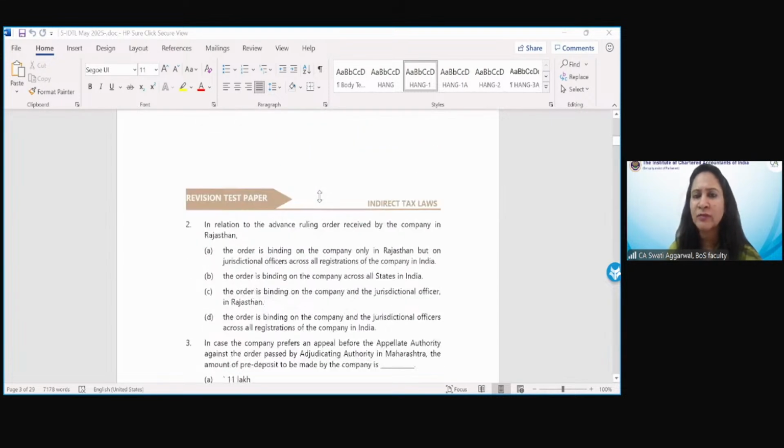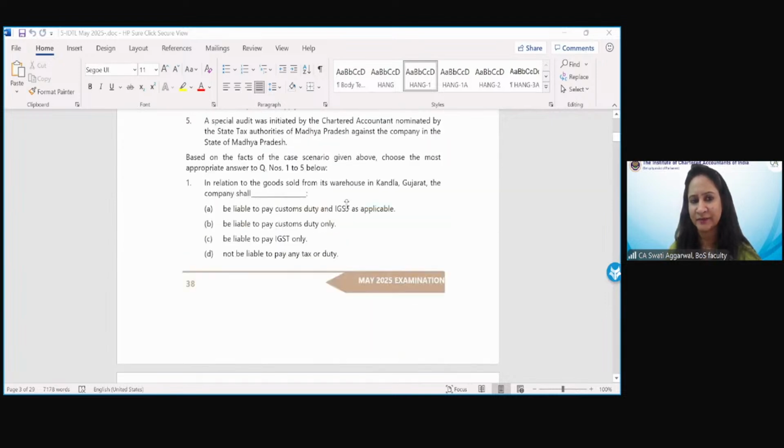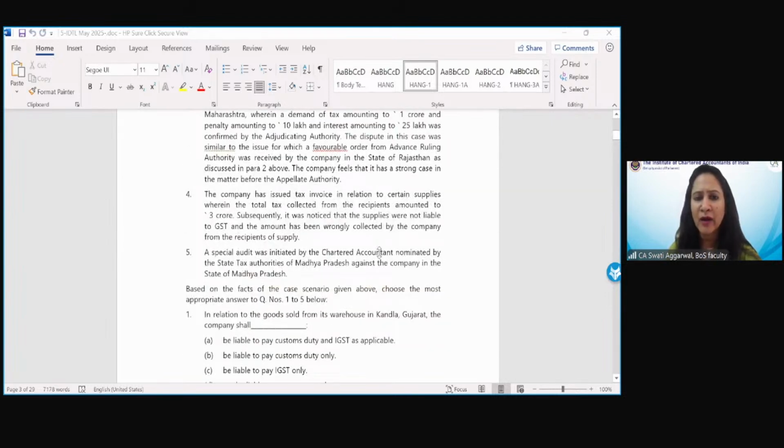कि अगर मैंने कुछ अमाउंट कलेक्ट किया है रिसिपेंट से, तो मुझे वो अमाउंट गवर्नमेंट को देना ही देना है. It is not important whether the amount in respect of the supply which I have collected it, whether it is the taxable supply or it is not a taxable supply. This is not important. But if I have collected something from the recipient, then I have to pay it to the government, right?